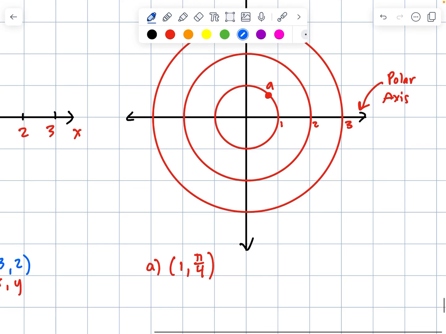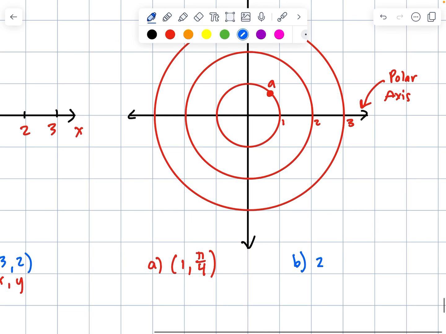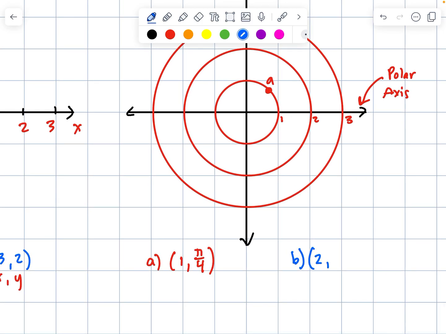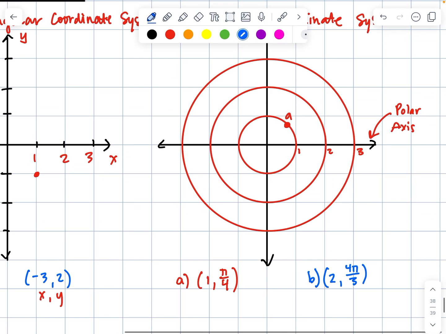If for instance, we did a different coordinate, let's call this B. Let's put this in blue. Let's say we're going to do coordinate 2, 4 pi over 3. Now, if you remember where 4 pi over 3 is, awesome. If you don't, that's okay. We're going to go to 2 first, so this is the radius of that circle, and we're going to try to find where 4 pi over 3 is. 4 pi over 3 is right about here. So we're going to plot that there, and we're going to call this B. So that's how we would navigate this polar coordinate system.